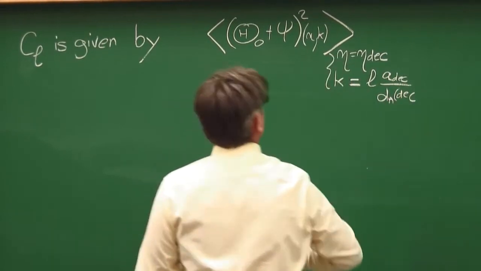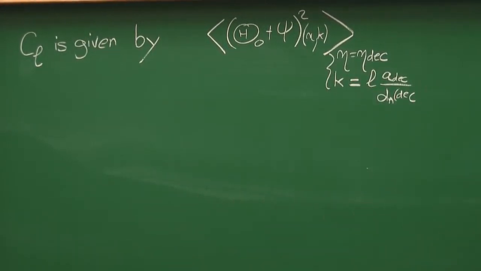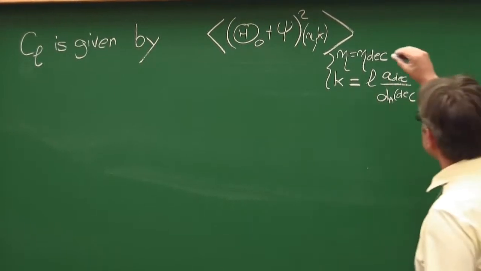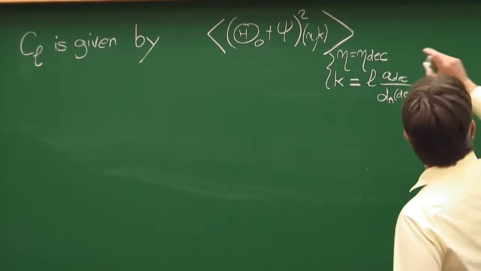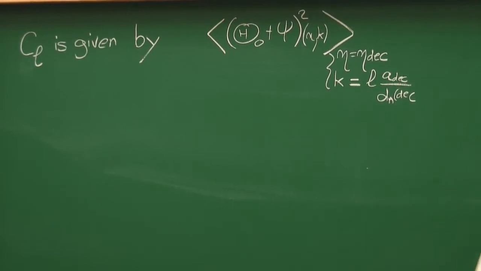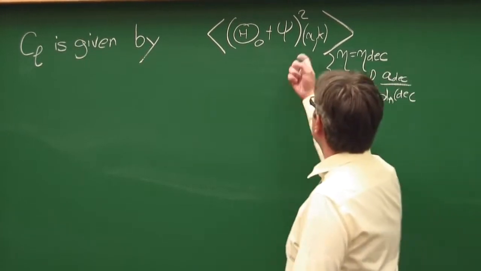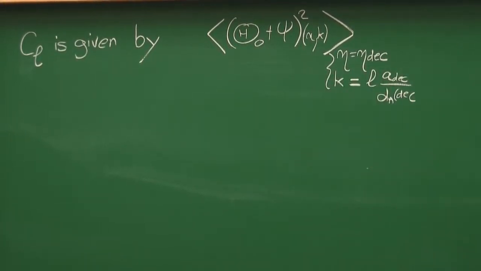And this simplification, which is only an approximation, is a result of the instantaneous decoupling approximation and this small angle approximation that I used here. And this, we can try to compute it and understand it easily. And it will give us an idea of the shape of the C_L. So this is for the Sachs-Wolfe.